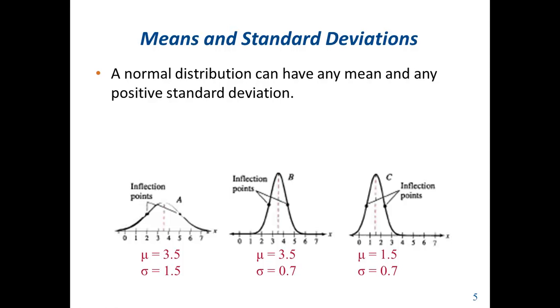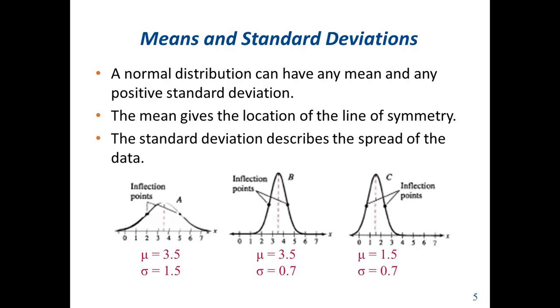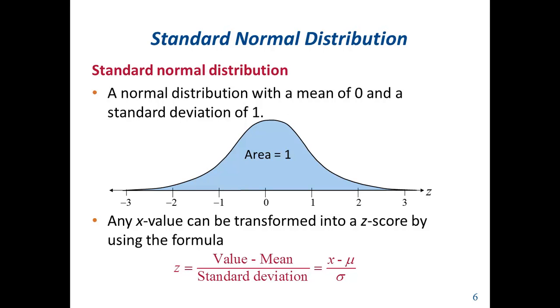This is one example for the mean and the standard deviation of the normal distribution. The mean gives the location of the line of symmetry and the standard deviation describes the spread of the data. So the standard normal distribution is a special case of the normal distribution with a mean of 0 and a standard deviation of 1. So we have to calculate the z-score. The z-score is x minus mu over sigma. Sigma is the standard deviation, mu is the population mean.